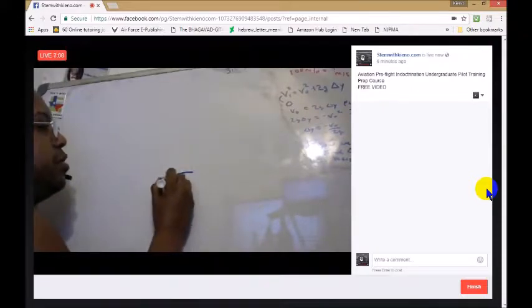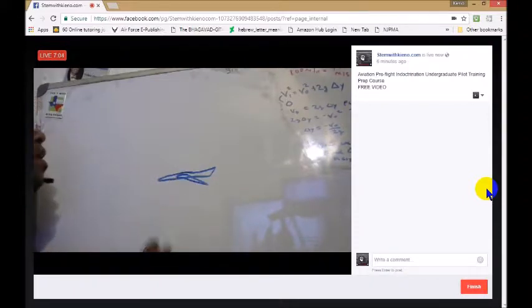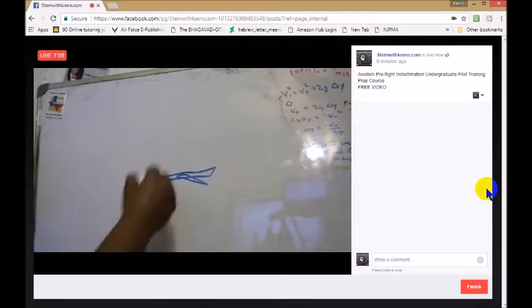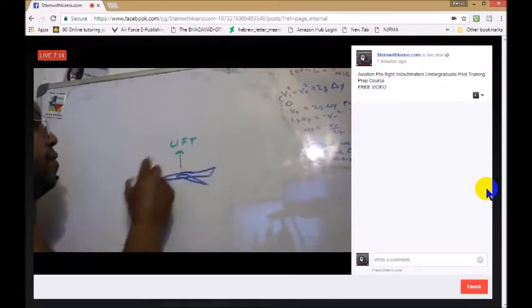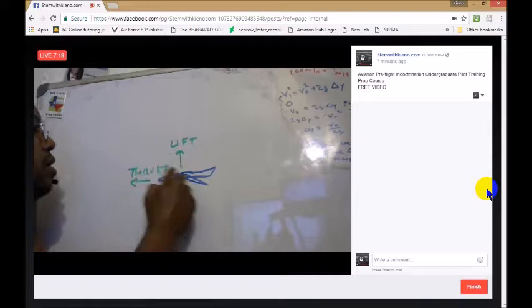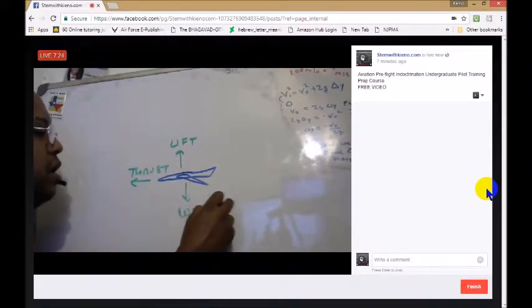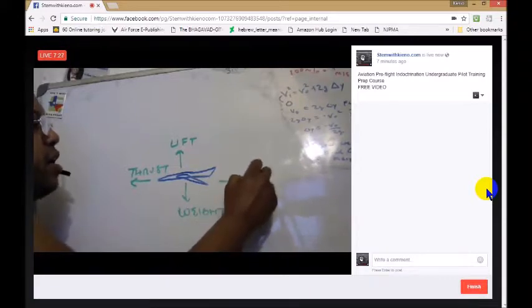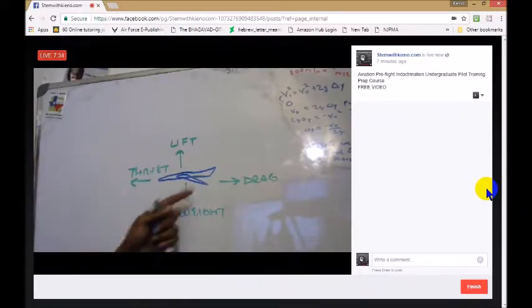Here's our airplane flying through the sky. Here's our wing. There are four primary forces that act on the aircraft. The first one we're going to talk about is lift. The forward vector is thrust. The downward vector is weight. And the rearward vector is drag. These are the four fundamental forces that act on an aircraft: lift, thrust, weight, and drag.